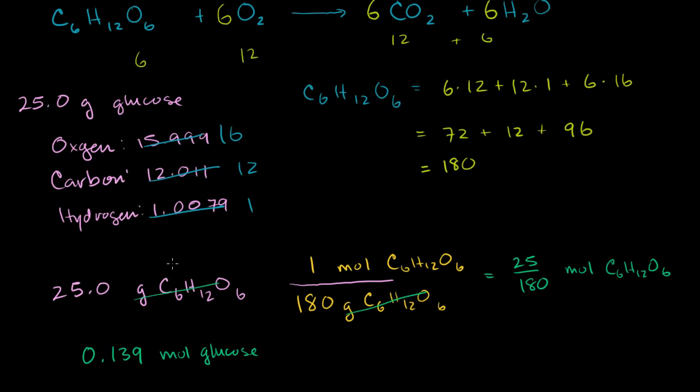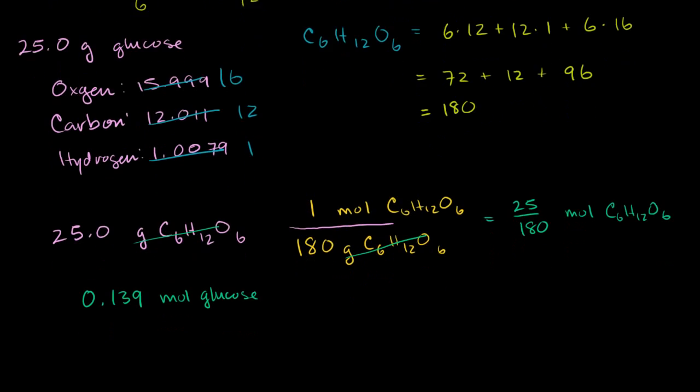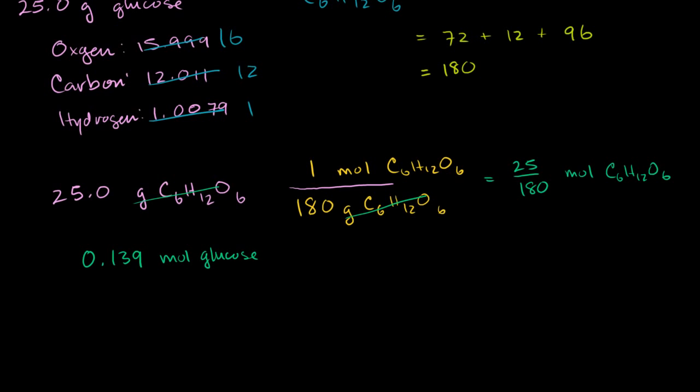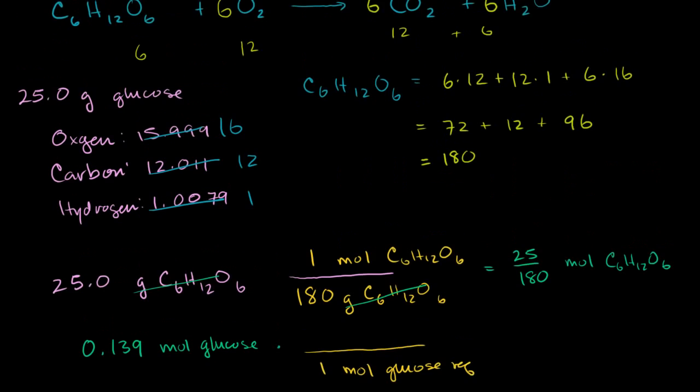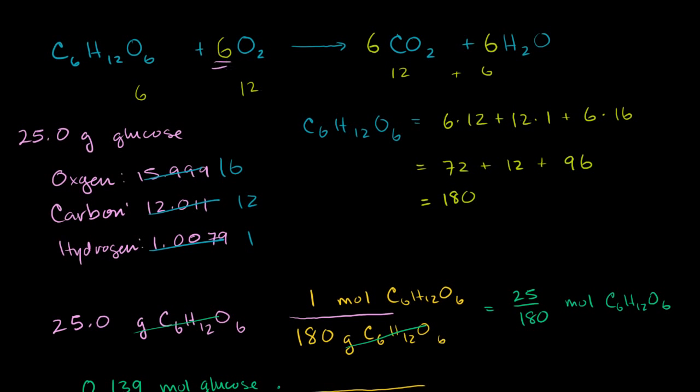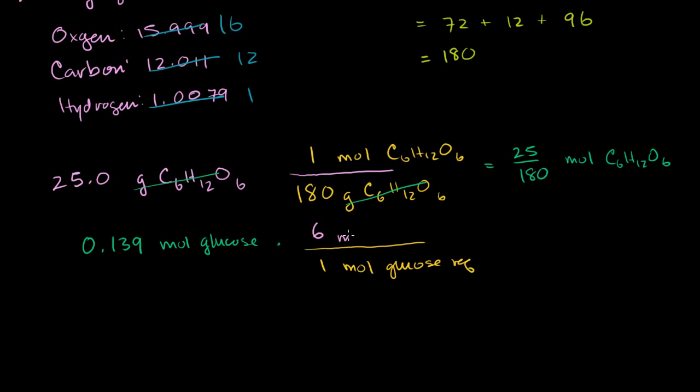Now, we want to figure out how many moles of oxygen. The first step is, for every mole of glucose, how many moles of oxygen? And we know that. It's 1 to 6. So let's write that down. And that's going to tell us how many moles of oxygen we need. And remember, we want to get rid of this moles of glucose. So we want to write that in the denominator. So moles of glucose required. For every 1 mole of glucose required, we figured out when we balanced the equation, for every mole of glucose, we need 6 moles of oxygen. We need 6 moles of O2 required.